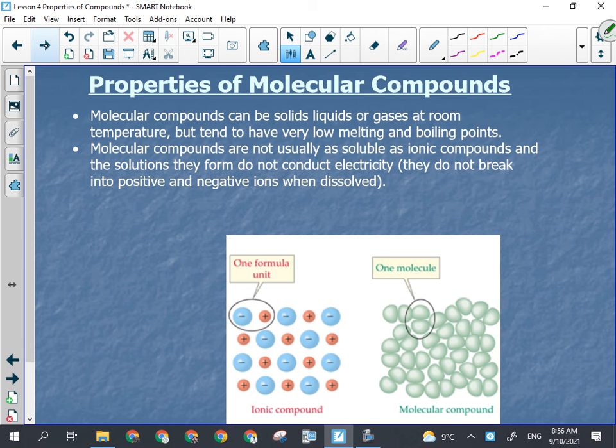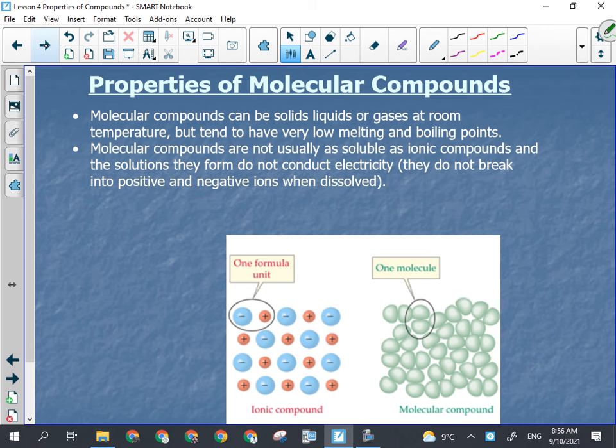All right, molecular compounds are not usually as soluble. There are exceptions, like sugar is highly soluble. But most molecular compounds are not as soluble. So if you're mixing something and it's just not dissolving, it's likely to be an ionic compound. Now, is that going to be a definite thing? No, but it can help you. It can help you get on the right track.